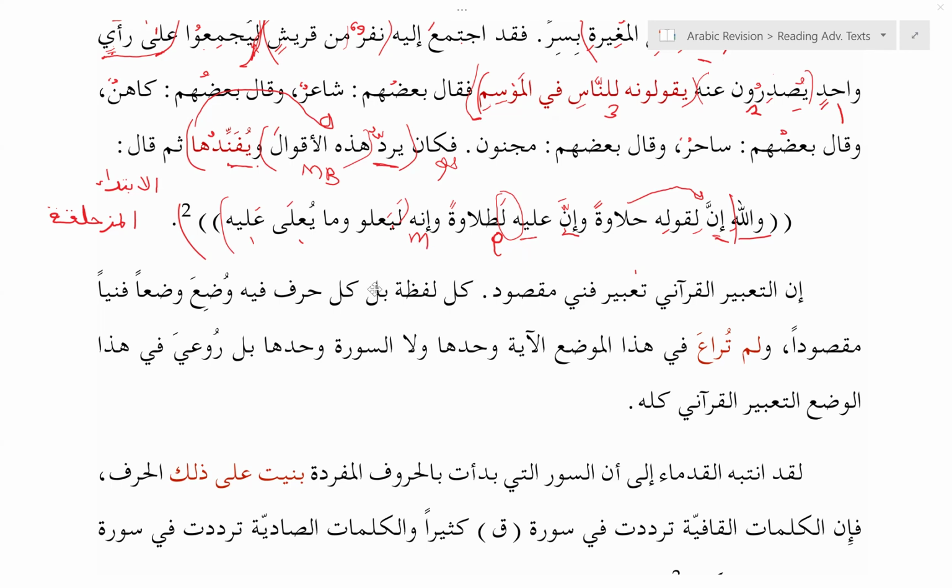Inna ta'bir al-Qur'ani ta'birun fanniyun maqsoodun. Certainly, the expression of the Quran is a technical, intentional expression. Inna is a harf of nasab, ta'bir is the ism of inna, and Qurani is the sifa of ta'bir. And ta'birun fanniyun maqsoodun is the khabar, where fanniyun and maqsoodun is the sifa of ta'birun. Beautiful. So that's a simple jumla ismiya there. No complexities.